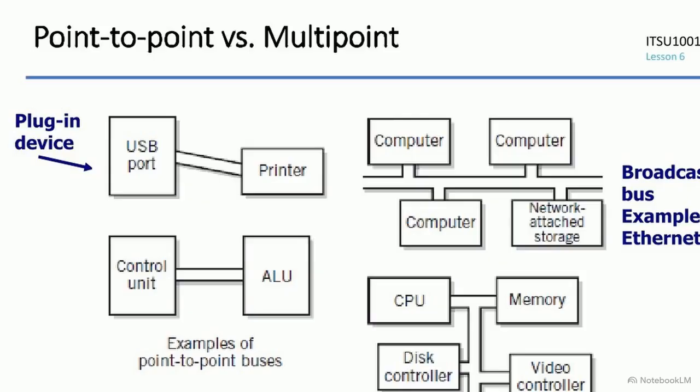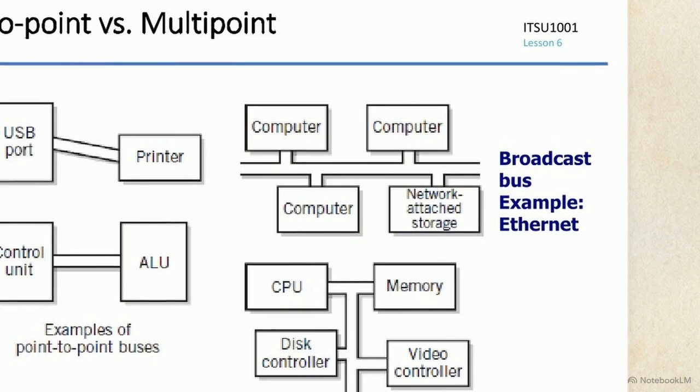This diagram illustrates these connection types. On the left are point-to-point setups, like a printer plugged into a USB port. On the right are multi-point or broadcast buses, operating like public roads shared by multiple computers on an Ethernet line.